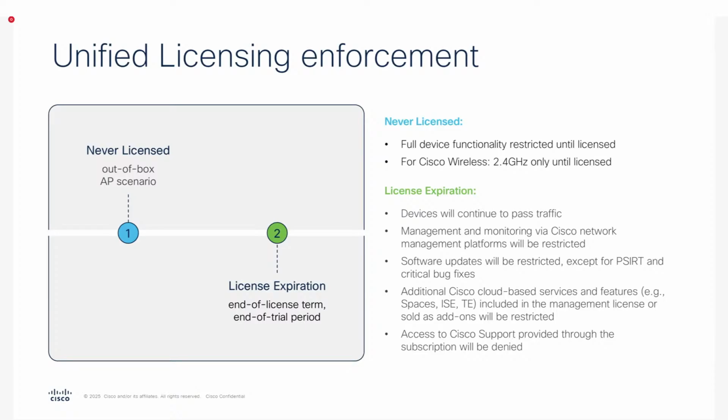Additionally, the cloud-based services and features like your Spaces or ICE integration or ThousandEyes in a management license or sold as add-ons could be restricted if those expire. And then the most critical part of this, right, is the access to Cisco support. If you need support, your devices are basically unsupported without the subscription. So that's where licensing enforcement starts with Wi-Fi 7. And I'll cover some of the nuances of the other enforcement as we get into the other product lines.